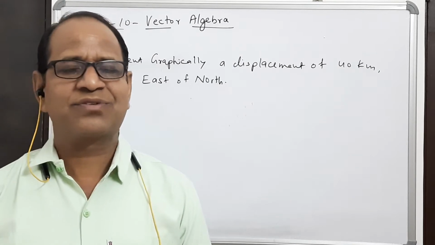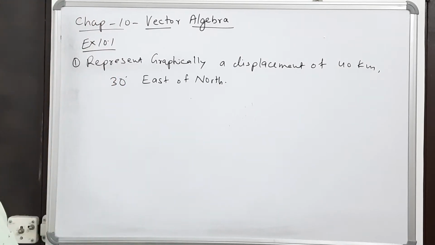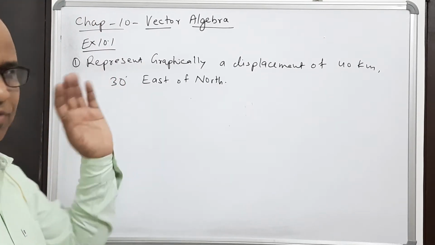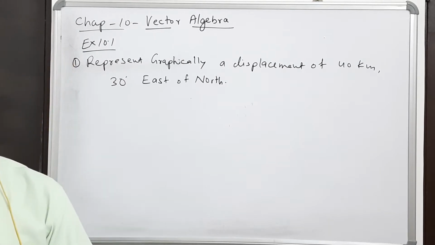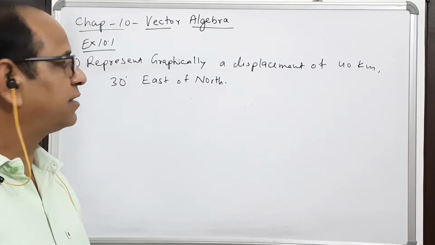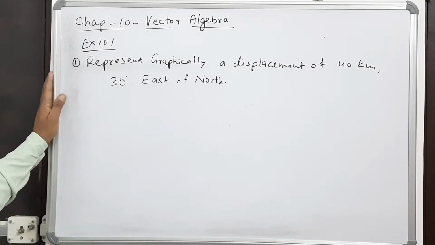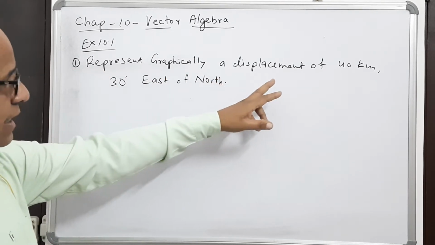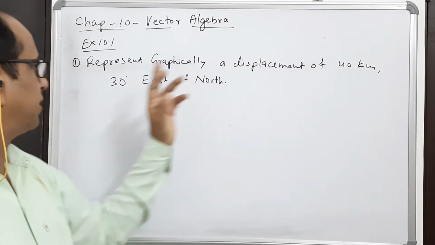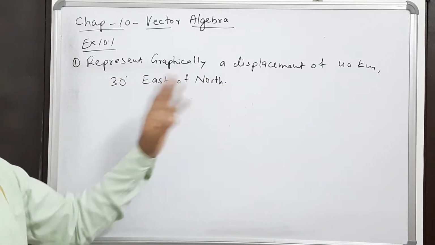Hello students, today I am starting exercise 10.1. We have already done what is vector, magnitude of the vector, types of vectors. Now see the first problem. Represent graphically a displacement of 40 kilometer 30 degree east of north.